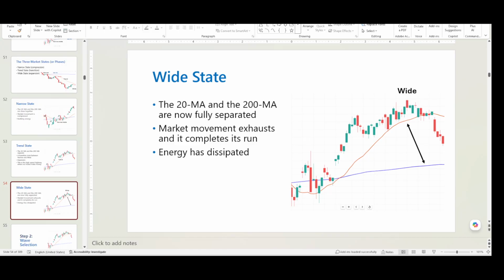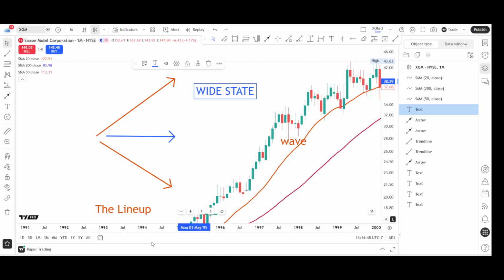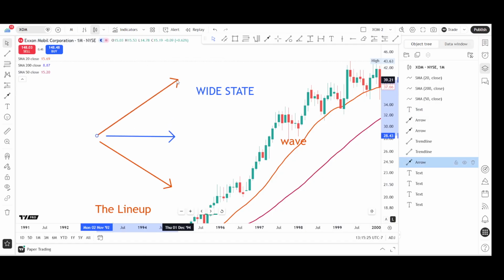So let's look at that in our coastline analogy. We went through the trend state here, and where it dissipates, it's going to start going flat and almost becoming parallel again. And that's going to be the wide state.